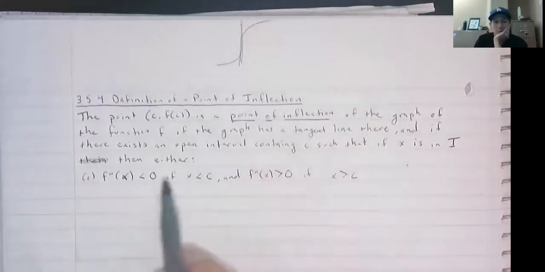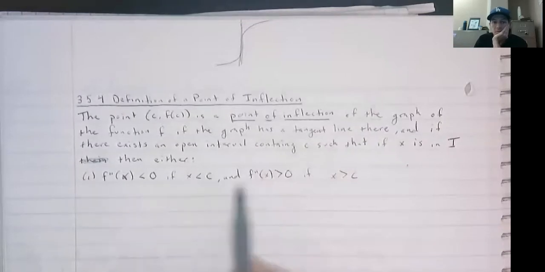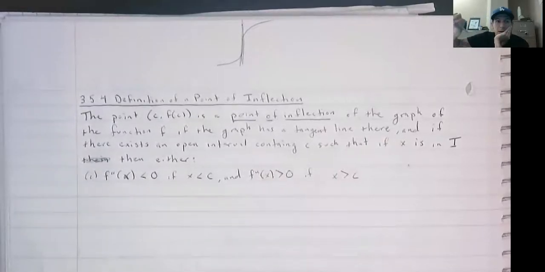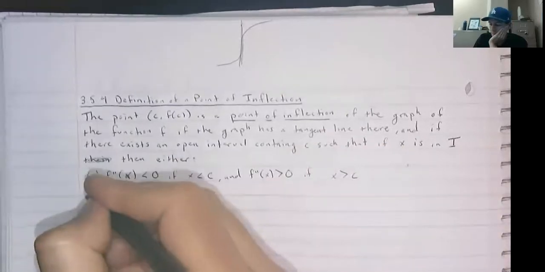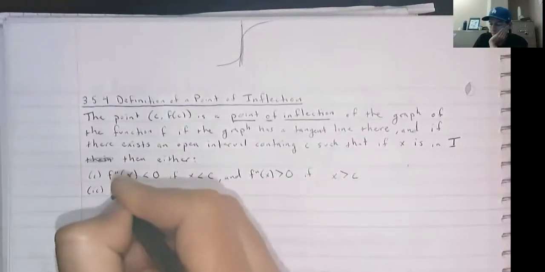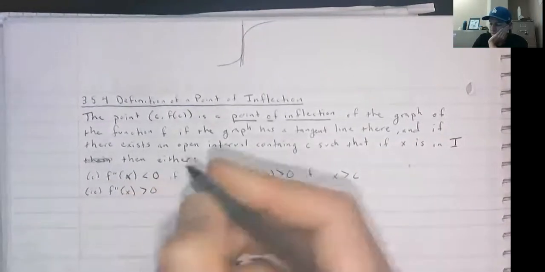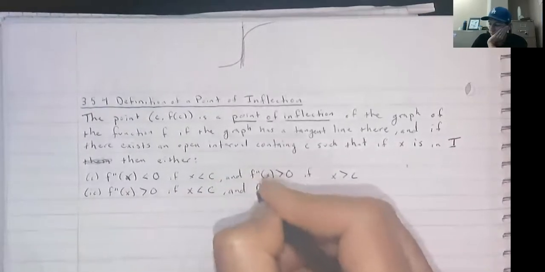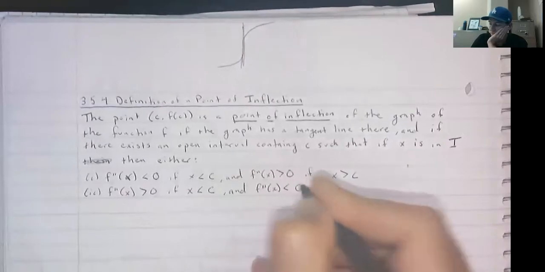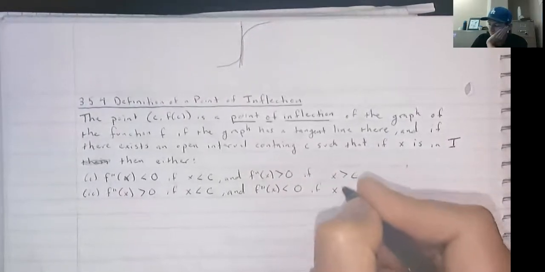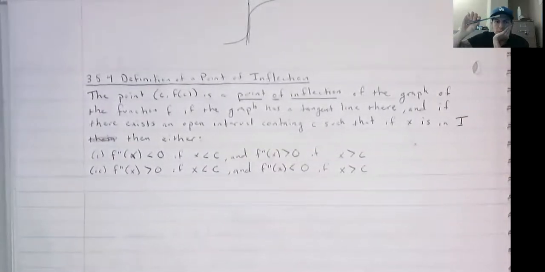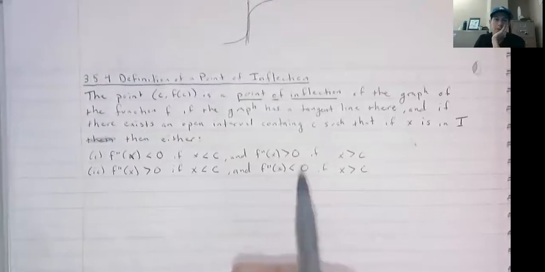There's that changeover. We've gone from negative second derivative to the left of c, and as soon as we get bigger than c, we've gone to a positive. We've gone from concave down to concave up. The second way this can happen is in reverse: f double prime of x is greater than 0 to the left of c, and the second derivative is less than 0 to the right of c. So in this case, we've gone from concave up to concave down.